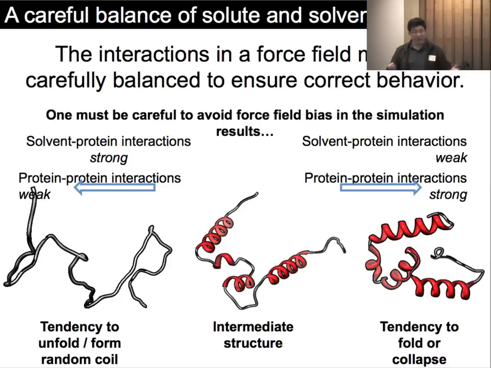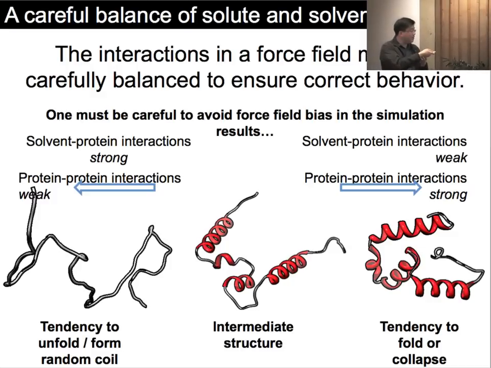And now I'm going to be talking a little bit specifically about the balance between solute and solvent force fields. One must be careful to avoid force field bias in the simulation results. If your solvent interactions are too strong, then it's going to unfold your protein, whereas if your protein interactions are too strong, it's always going to fold. So this force field bias is a source of error in our simulations, right? That's an important thing to keep in mind.